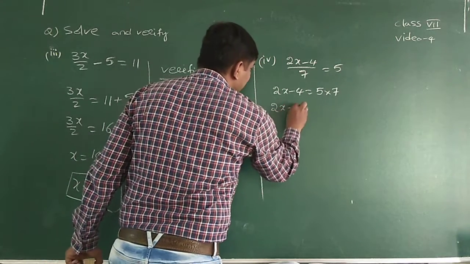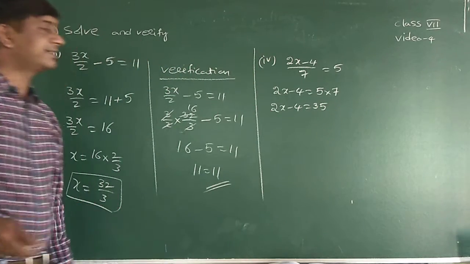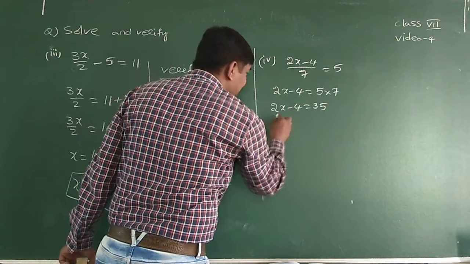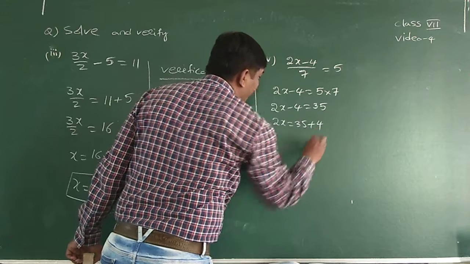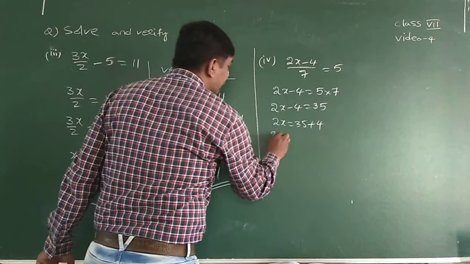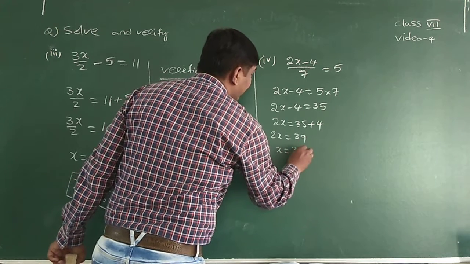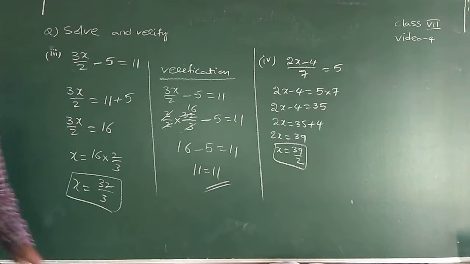Now 2x minus 4 is equal to 7 fives are 35. Now minus 4 goes to the other side. 2x is equal to 35 plus 4. Now 2x is equal to 39. X is equal to 39 by 2.